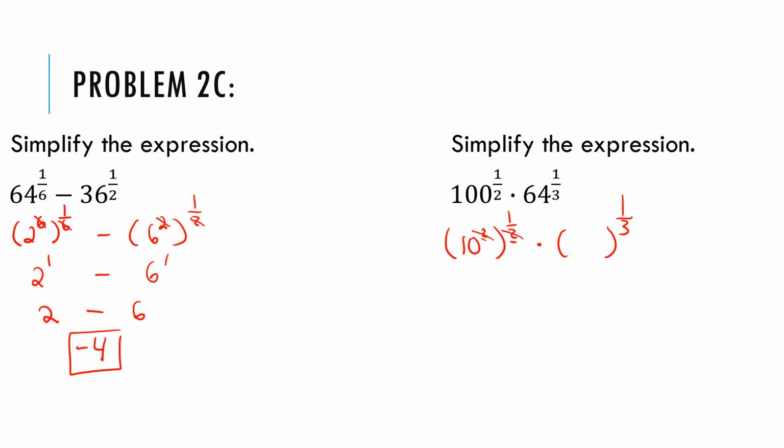So now the 2's can cancel out. So I have 10 to the first. And then what number to the 3rd power is going to get me 64? That would be 4 to the 3rd. Now the 3 can cancel out the 3, leaving 4 to the 1st. Well, 10 to the 1st is 10, 4 to the 1st is 4, 10 times 4 is 40, and I have reduced that expression.